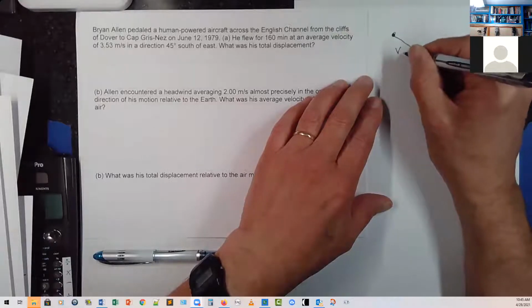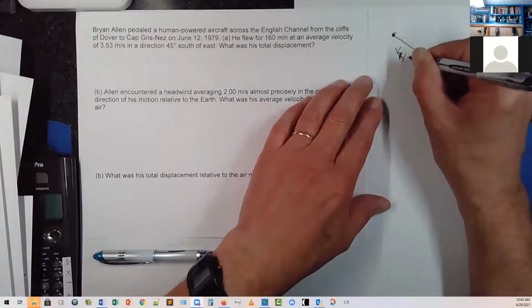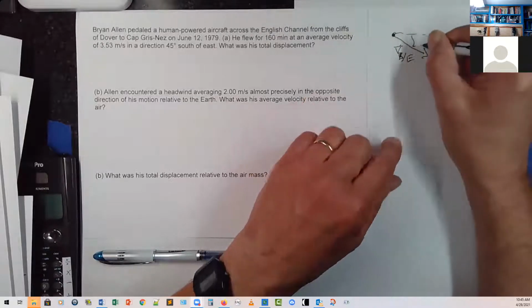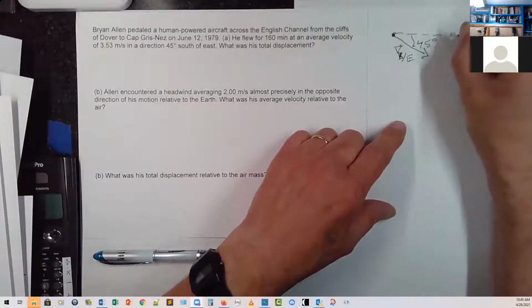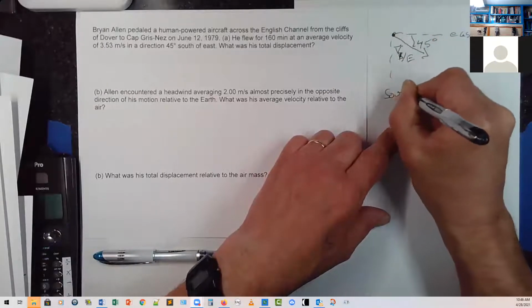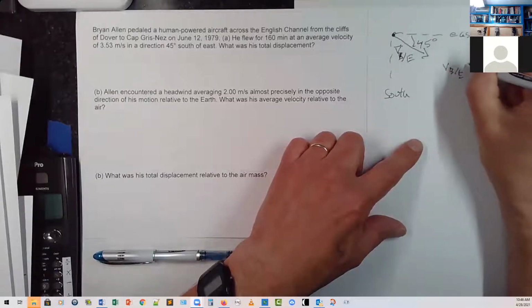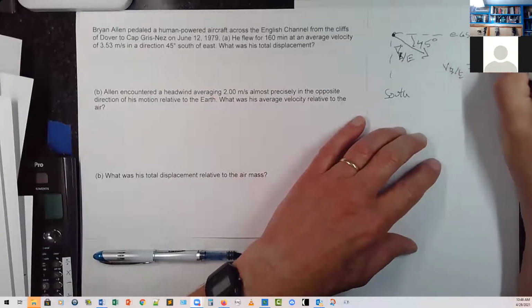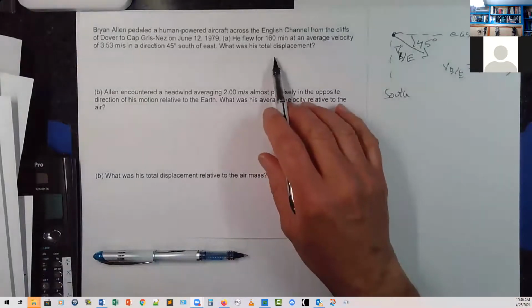I'll just call it the velocity of Brian with respect to the Earth. And I'm told that he makes an angle 45 degrees south of east. So this would be east, and on a compass thing, this would be south. And his speed, VB/E, was 3.53 meters per second. So not huge. But he flew for 160 minutes at that time.